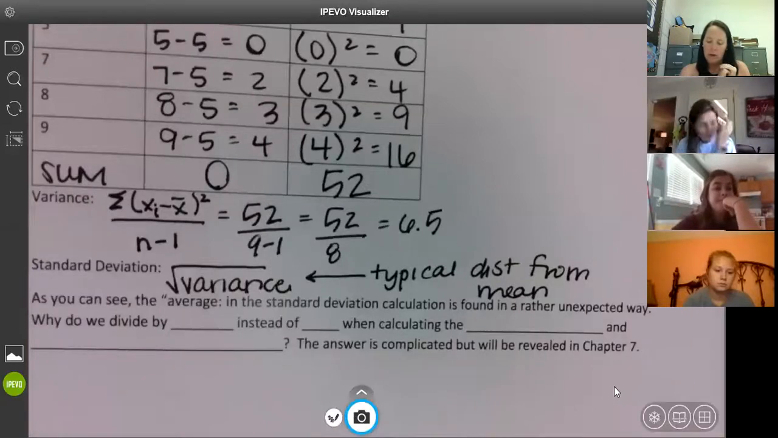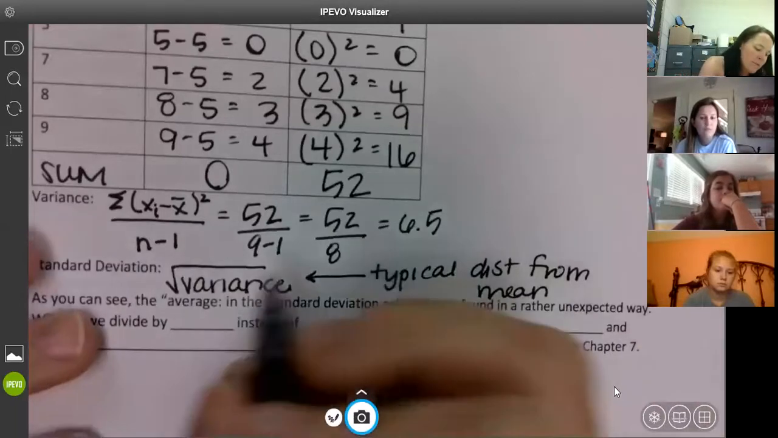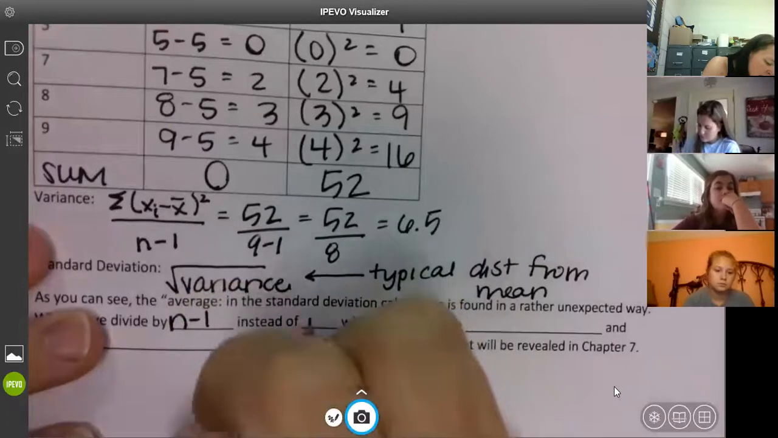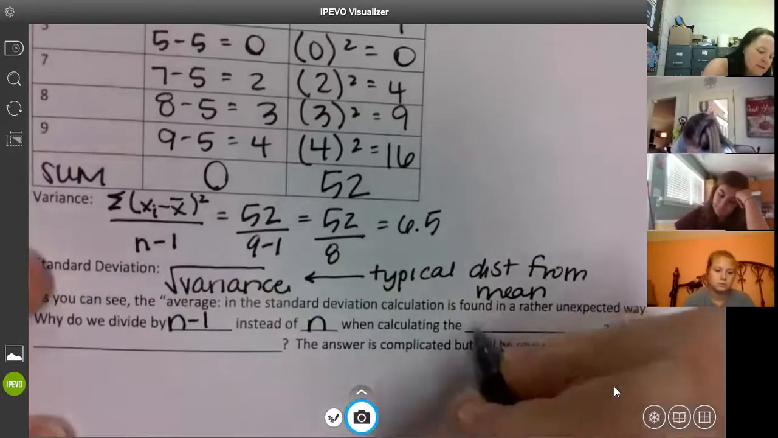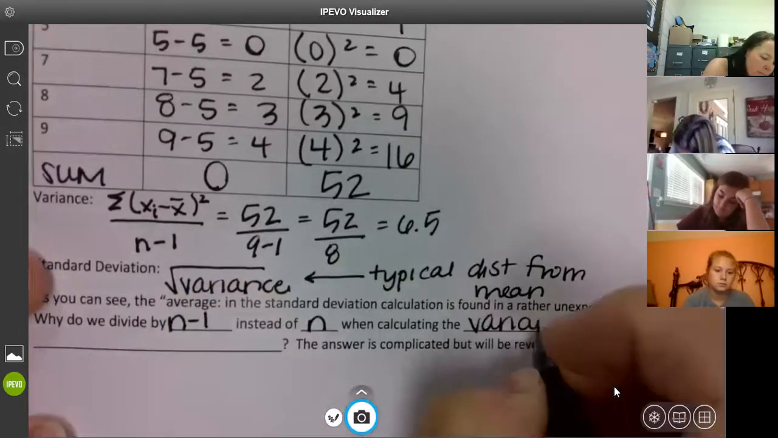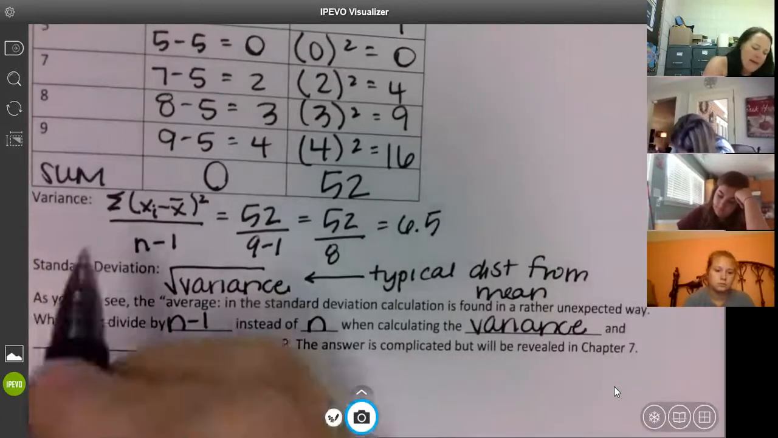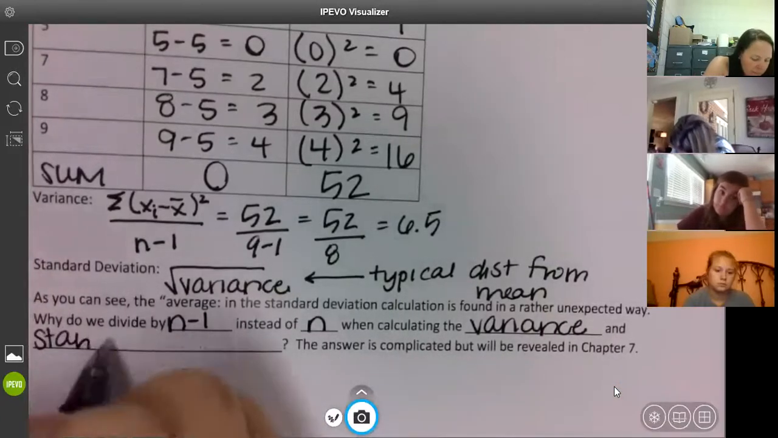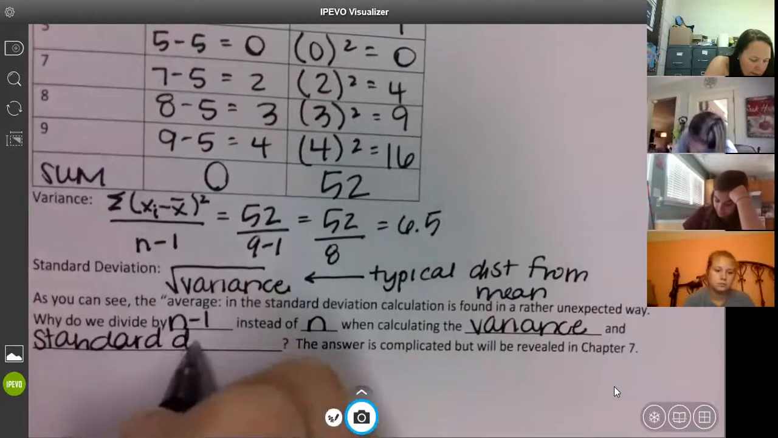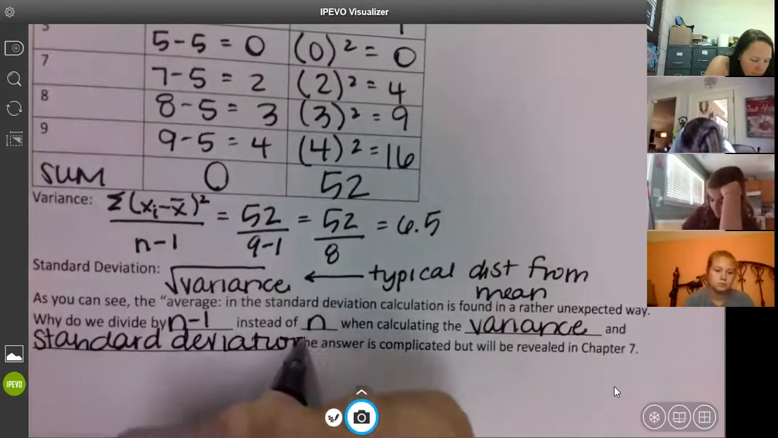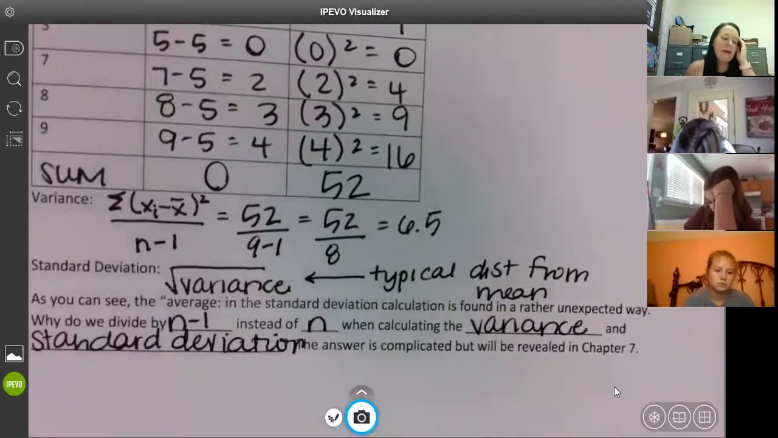As you can see, the average in the standard deviation calculation is found in a rather unexpected way. Why do we divide by n minus 1 instead of n when calculating the variance and standard deviation? The answer is complicated, but will be revealed in chapter 7. So next semester, we'll talk about why we do n minus 1 instead of n. Right now, all they want you to focus on is the formula.